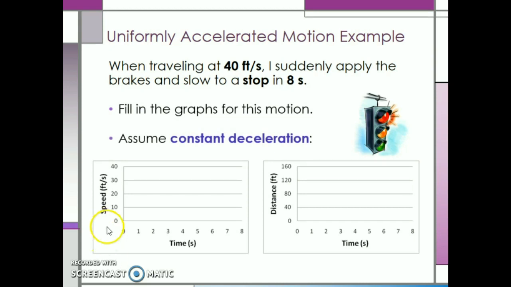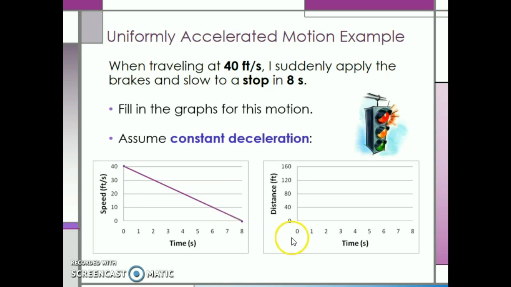First, let's look at speed versus time. Initially, at time 0, we are traveling at 40 feet per second. So we can place a dot there. After 8 seconds, we are stopped, so our speed is 0 feet per second, so we can place a dot there as well. Then, since we have a constant deceleration, we need to draw a straight line between these points.